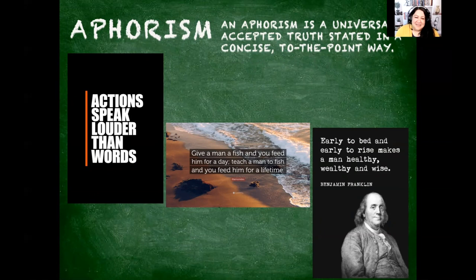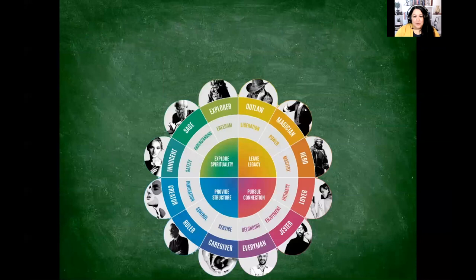Maybe you've got a wise father who gives you good advice. These people in your life probably are using aphorisms. Give a man a fish and you feed him for a day. Teach a man to fish and you feed him for a lifetime. So true. Or Ben Franklin, early to bed, early to rise makes a man healthy, wealthy, and wise. Ben Franklin was full of aphorisms that we use all the time. The early bird gets the worm, things like that, which is very ironic because he was kind of a party boy and did not live the life that his aphorisms touted. So kind of interesting.